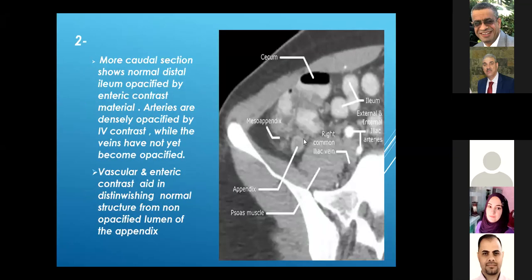In the next picture, which is more caudal, we show normal distal ileum opacified. This is the ileum opacified by contrast material. The arteries are opacified densely with IV contrast, while veins have not yet become opacified. The vascular and enteric contrast aid in distinguishing normal structures from the non-opacified lumen of the appendix.